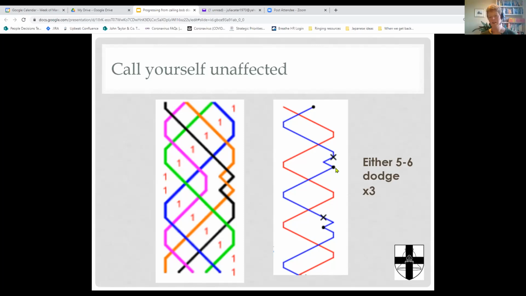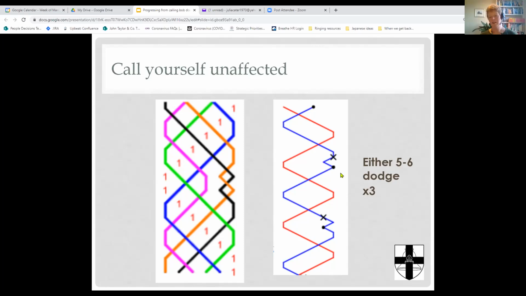It's usual to have the tenor unaffected because musically it feels a bit more normal. You apply the same concepts as bob doubles in terms of calling yourself in, out, make, or calling yourself unaffected. It's usual to call the tenor unaffected, but you can actually do it off any bell. Any questions with that? No? Okay.